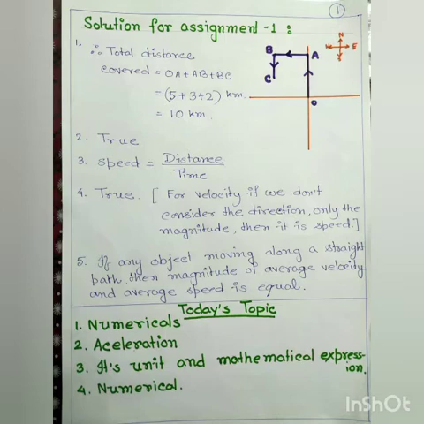Next we have learned about speed and velocity, and speed is a scalar quantity and velocity is a vector quantity, and we have learned their unit also. The unit in CGS system is centimeter per second and for SI unit it is meter per second.